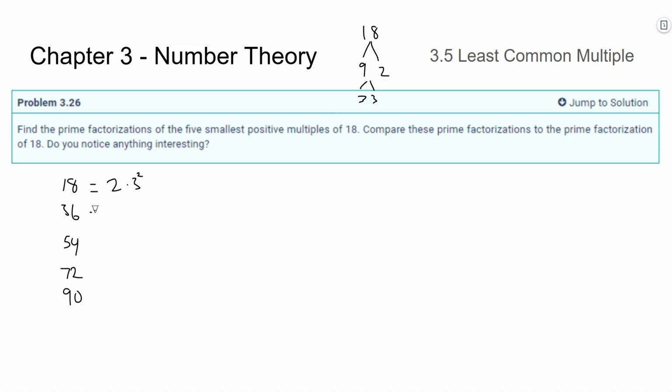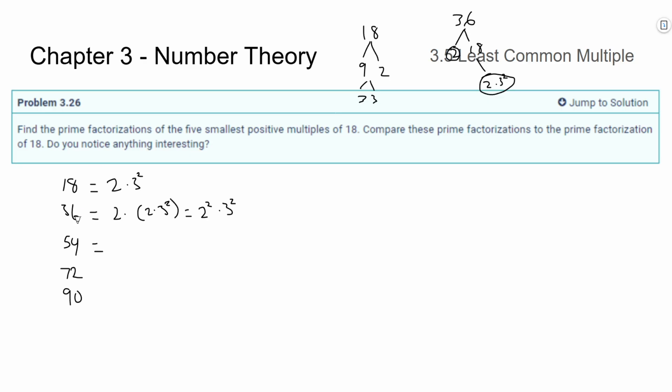Okay, that's cool. So how about 36? Then we have 2 times 18. Well, we already know that 18 is 2 times 3 squared. Does that make sense? I know it's covered up by these words, sorry about that. We have this 2 here, but then we have just the prime factorization of 18, which we just got. So it's 2 times the prime factorization of 18, so just an extra 2, right? So 2 squared times 3 squared.